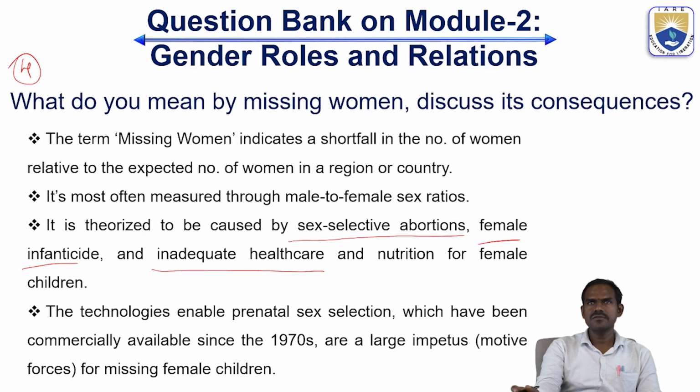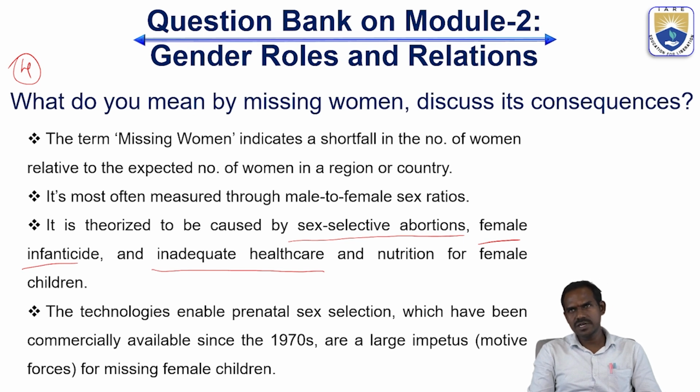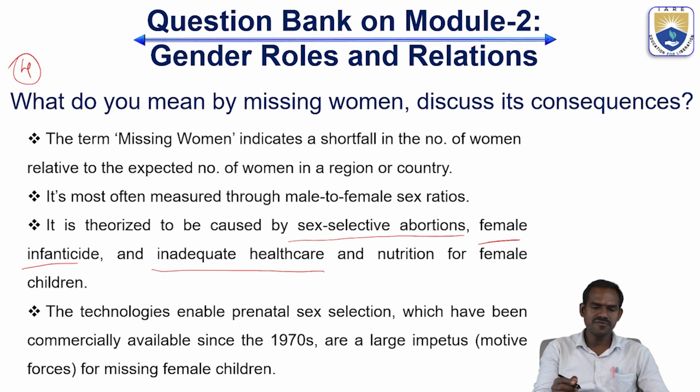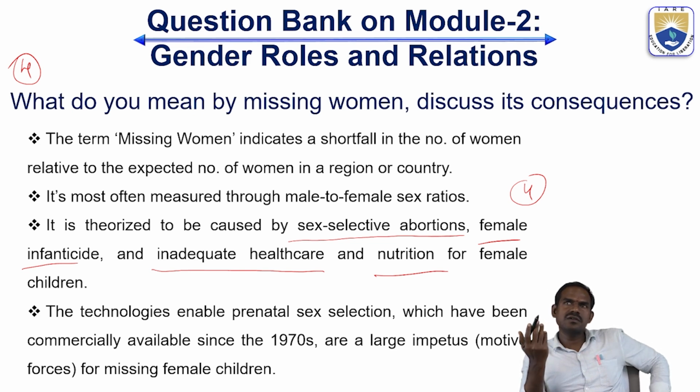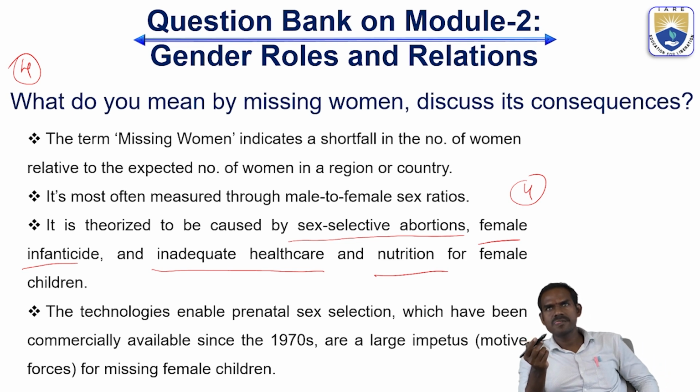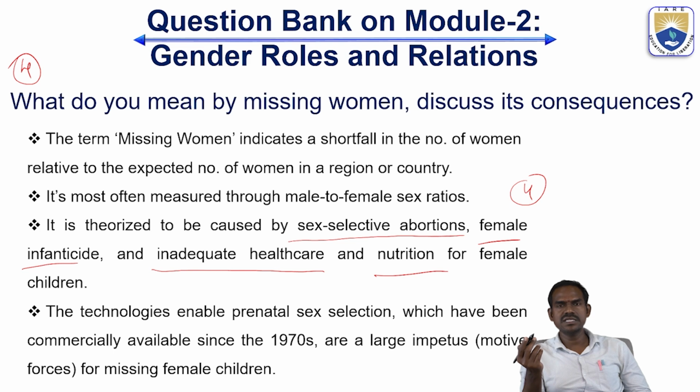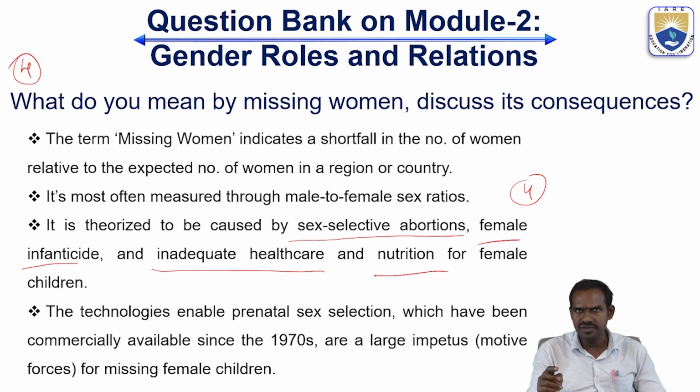Okay. So, what are the main causes of missing women? Sex-selective abortions, female infanticide, and inadequate health care, and finally nutrition for female children especially. These four are the main causes of missing women. Missing women is nothing but the shortfall in the number of women relative to the expected number of women in a particular region or country. It is most often measured through male to female sex ratios. It is theorized to be caused by sex-selective abortions, female infanticide, inadequate health care and nutrition, especially for female children.